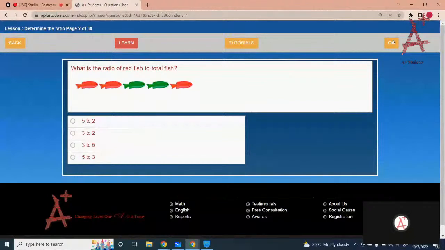You have to write the ratio of red fish to total. So you have 3 red fishes and 5 are total. So it would be 3 to 5. Got it? Select the correct option. That would be this correct option and then click on the OK button.